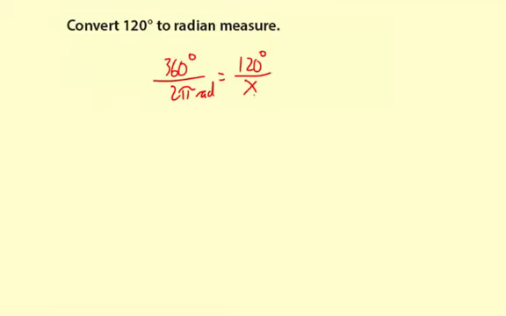Okay, so what I did is I made a proportion because I know that the degree measure and radian measure are proportional. So now all we have to do is solve for x in this proportion, and that'll give the radian measure. So I'll go ahead and cross multiply. 360x equals 2 pi times 120. Now I'm going to apply the commutative property of multiplication to the right side. 360x equals 2 times 120 times pi.